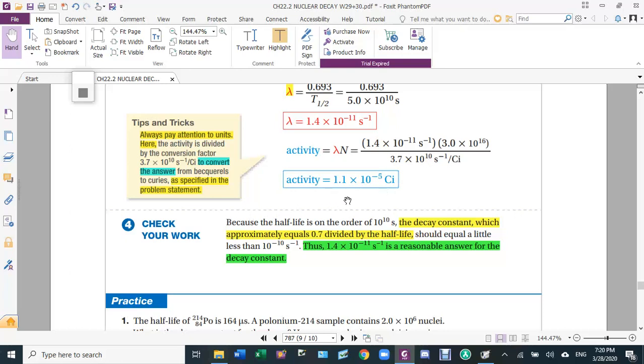Always pay attention to units here. The activity is divided by the conversion factor 3.7 multiplied by 10 power 10 second power minus 1 over Curie to convert the answer from becquerels to Curies.